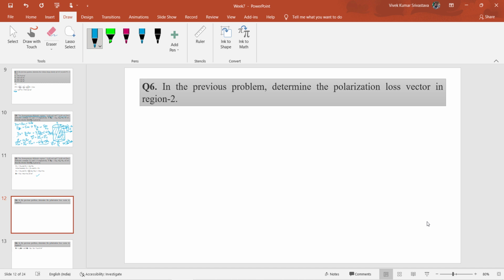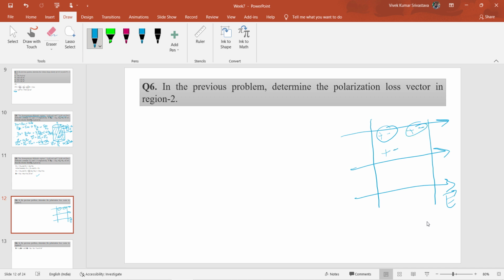In the previous problem, determine the polarization vector in region 2. First of all, we have to understand what polarization is. Suppose this is a dielectric media. Once you apply the electric field in this dielectric media, the atoms inside this dielectric media get polarized, which is defined like here. So this is basically a small dipole. That's how I am representing.